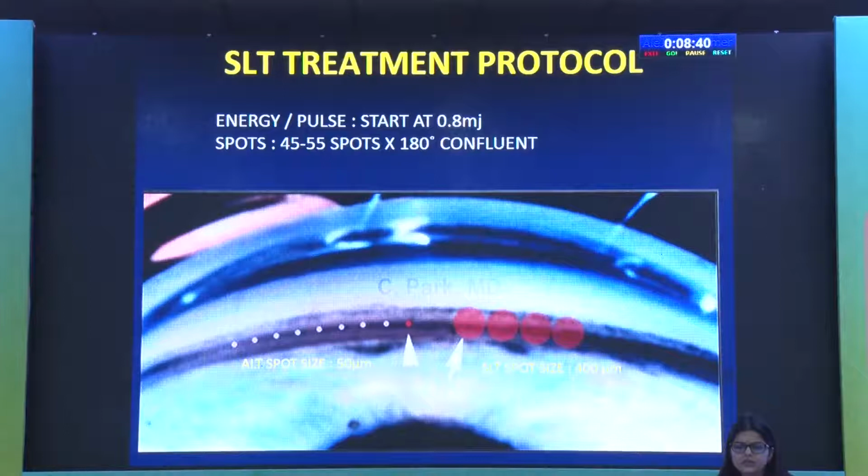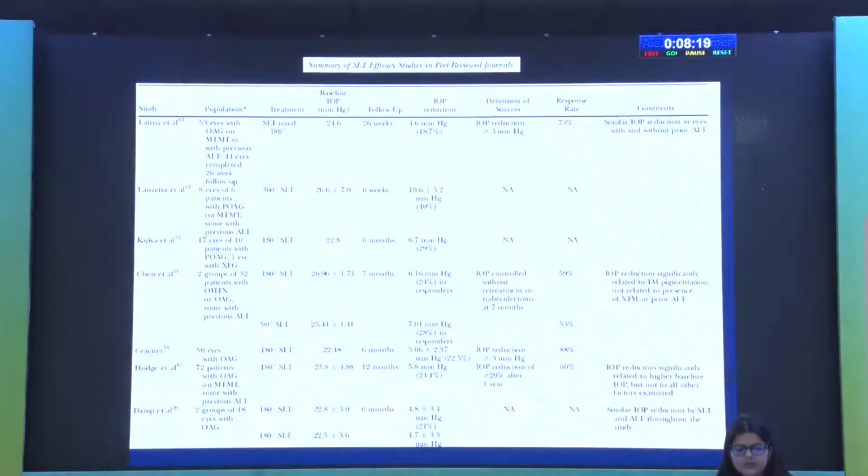You start with a little energy, somewhere around 0.7, 0.8 millijoules, and look at the end point. When you apply laser to the trabecular meshwork, you will see a slight bubble there. You can reduce the energy a little bit so that you are somewhere where you just get bubble formation with the laser energy.